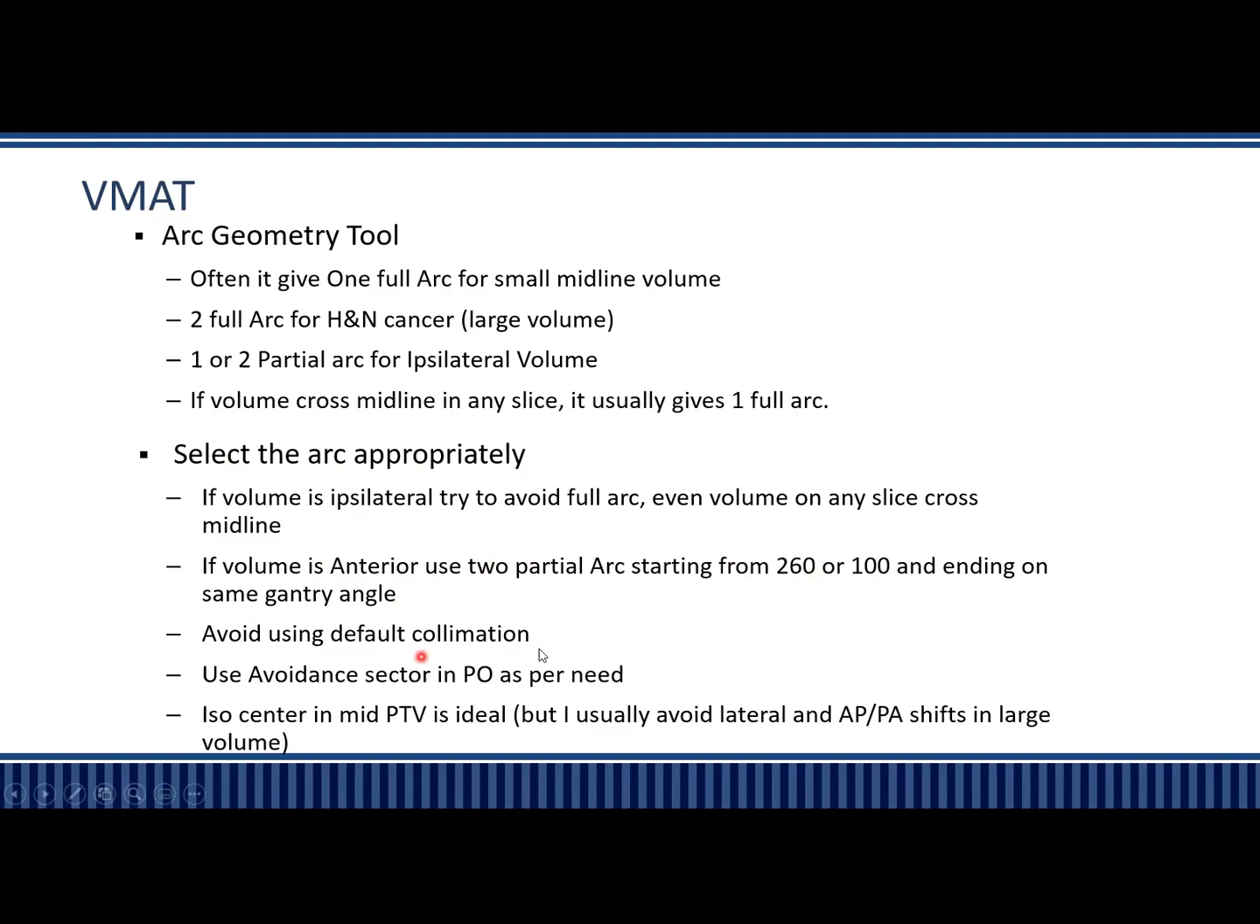So avoid using the default collimation. The system also gives default collimations of 30 and 330, which I don't think is appropriate. Use 15-degree collimation, or 90-degree if you want to control the spinal cord. Use avoidance sectors in the PO as per need, and the isocenter in the mid PTV is ideal.